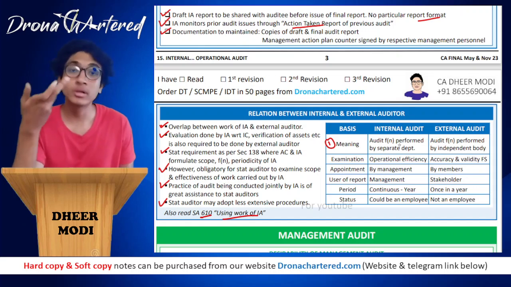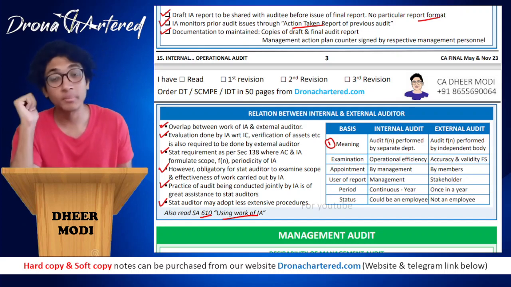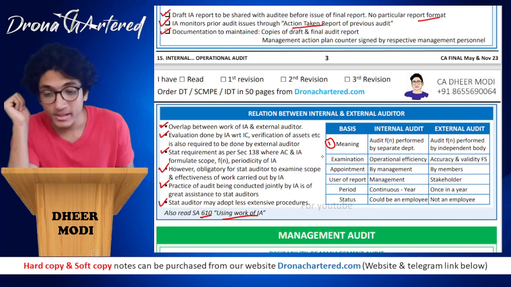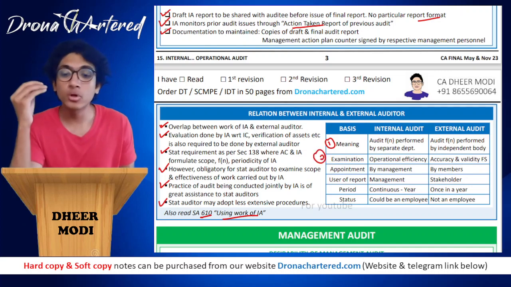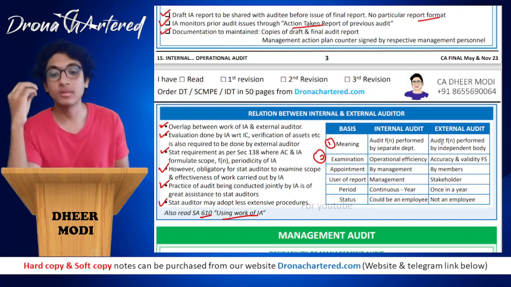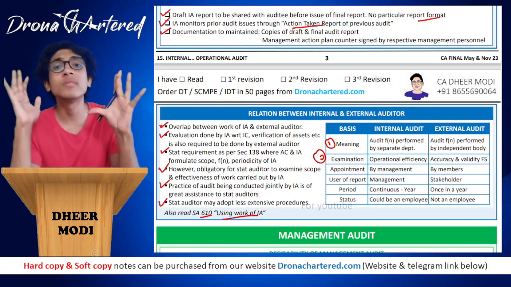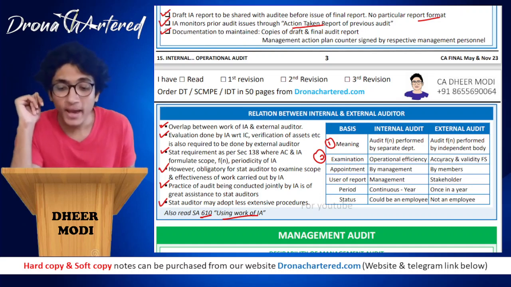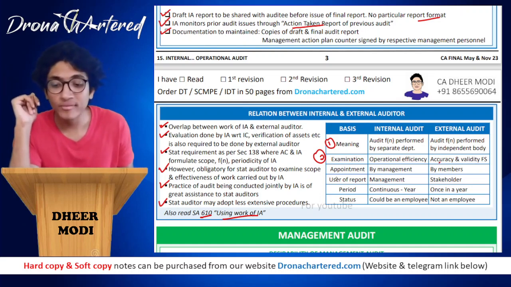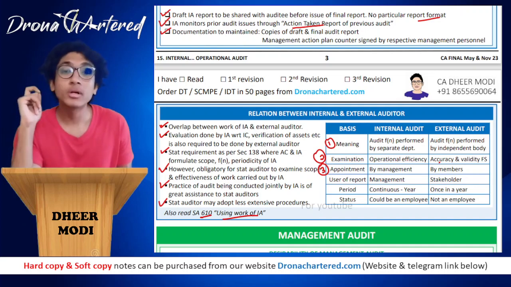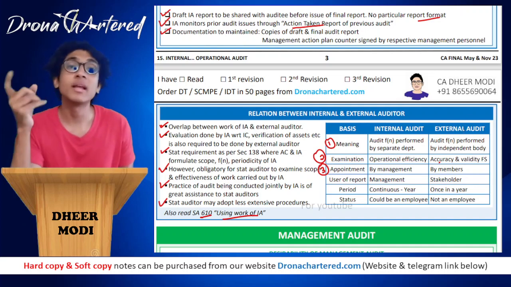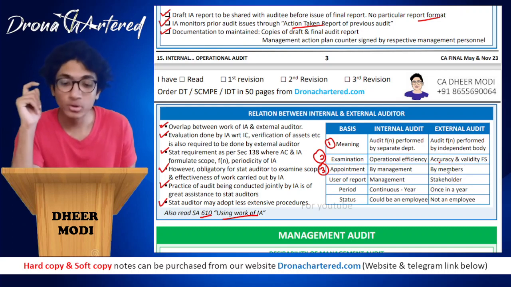So internal audit can also be done by a separate department within the organization. Second is your examination. Internal audit checks your operational efficiency, while your external auditor only has to do with regard to your financial statements, so the accuracy and validity of your financial statements.